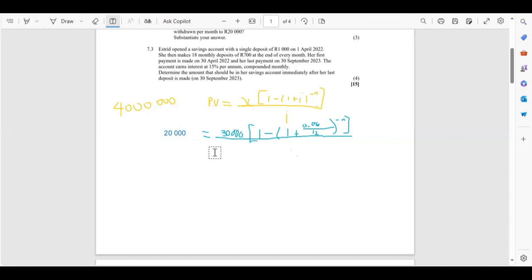Now, the next thing that I want to do is get rid of this 30,000. How would I go about doing that? By dividing both sides by 30,000. So here I would say divide by 30,000.